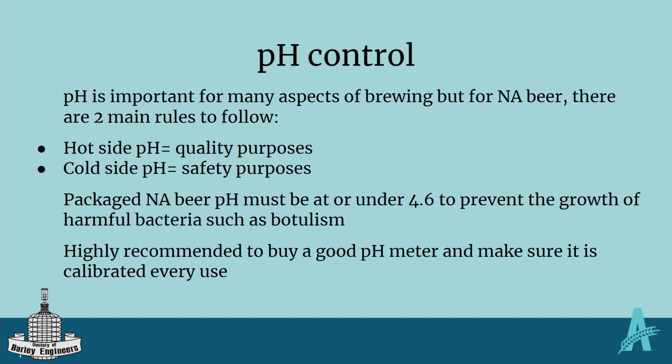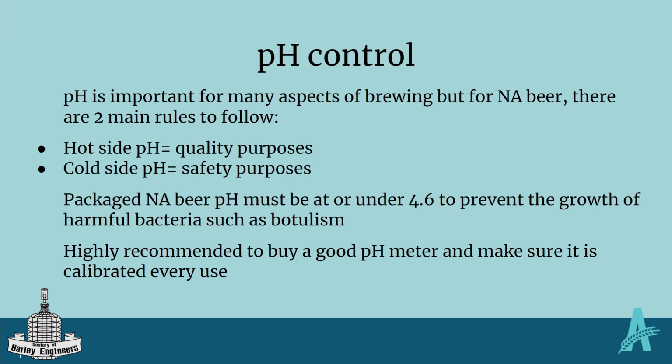So all you got to do is pH control. There's a lot of ways to do that. You can do that with grain. You can do that with phosphoric acid. There's many ways to bring the pH down. But ultimately, you're going to want to have a good pH meter. If you don't have a good pH meter, you should get one.